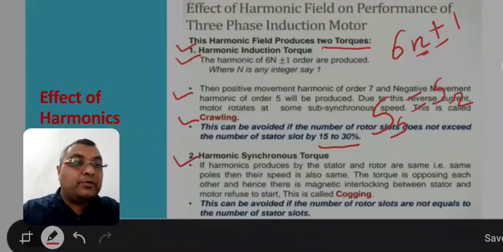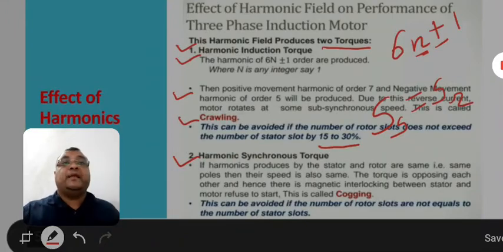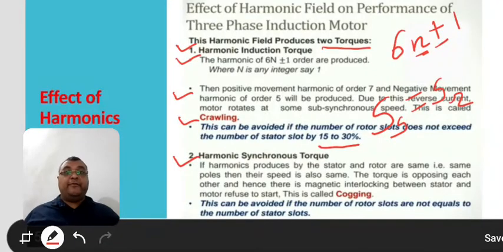What we need to understand is that if they are the same in number, then the number of poles and their speed is also equal. So the number of poles will be equal in stator and rotor. The synchronous speed of the magnetic field will also be the same. So the torques are no doubt opposing each other.